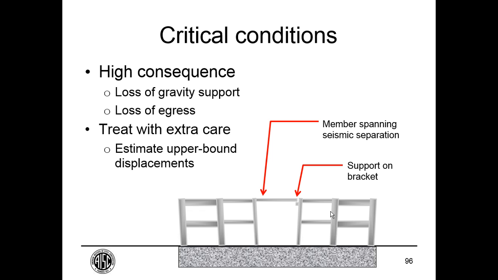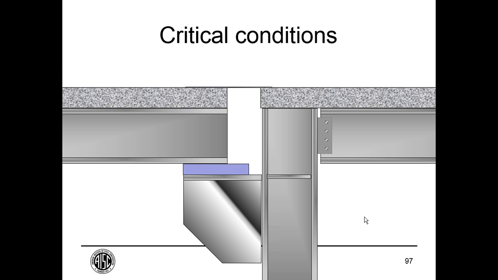That extra care is in a couple of different ways. Mainly it's in estimating the upper bound displacement. And then instead of doing a square root of the sum of the squares of displacements, we take the absolute sum of the displacement of the structure on the left and the structure on the right. So here's a diagram of that bracket condition.